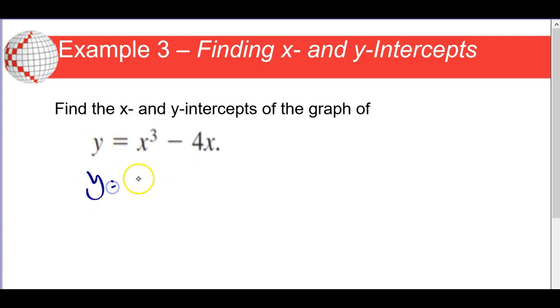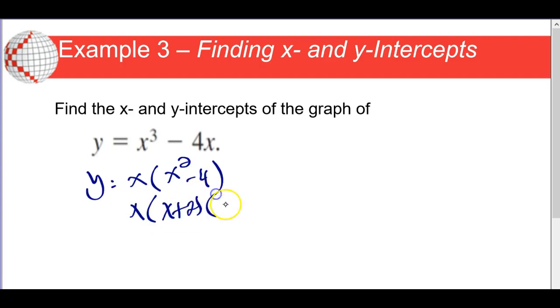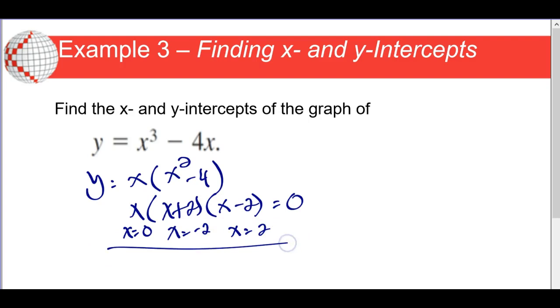Well, one of the easiest ways to do that is just to factor this. If I could pull out an x and factor this to x times (x squared minus 4), and then we could factor some more. Difference of 2 squares, x times (x plus 2) times (x minus 2), and then set every factor equal to 0. So x equals 0, x equals negative 2, and x equals 2. And those, I'm done. I did it. Why did I set y equal to 0? Because remember, to find x-intercepts, we let y be 0. So I'm just factoring this thing and setting it equal to 0.